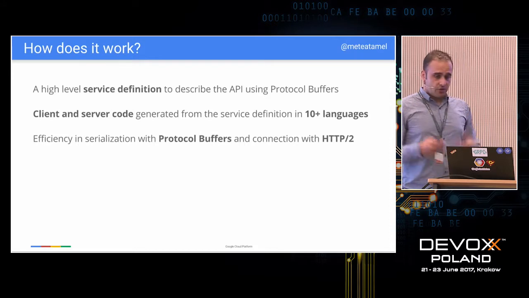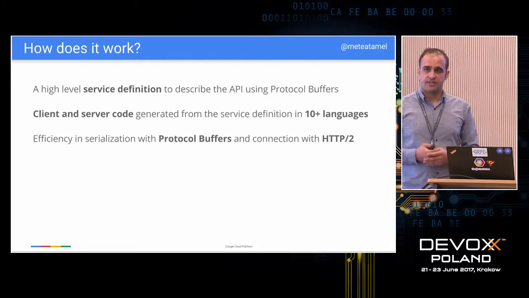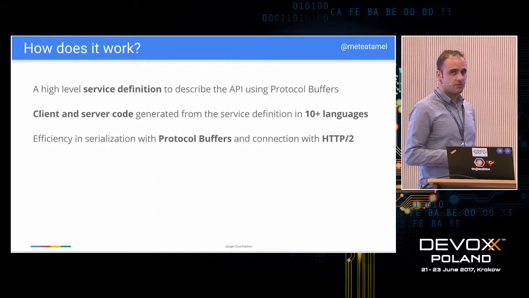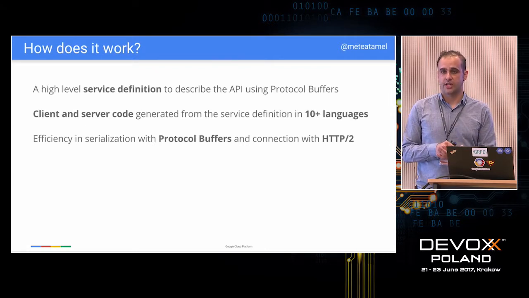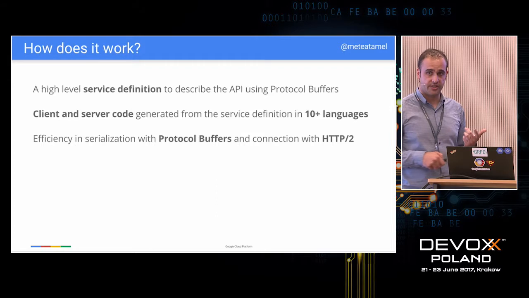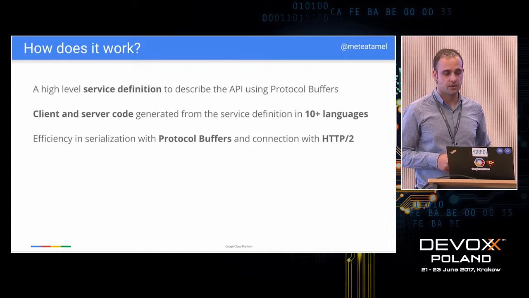Then once you have the client and the server, they're connected with the stubs. You get efficiency with serialization with protobufs, since by default, gRPC uses protobufs. And then you'll have connection efficiency with HTTP2. We'll take a look in detail at what the connection efficiencies are for HTTP2.